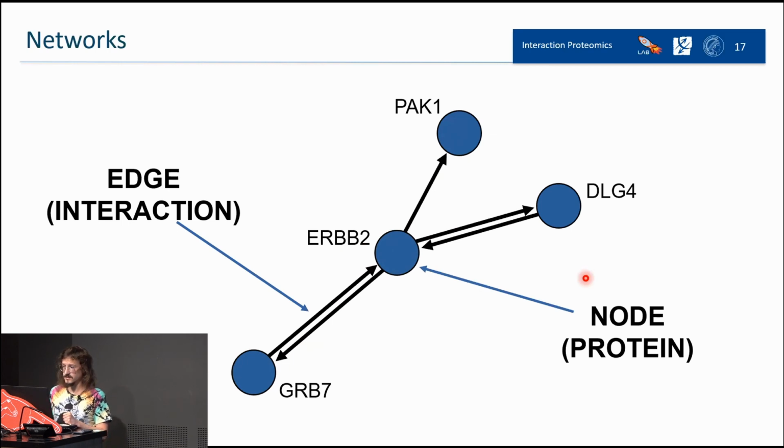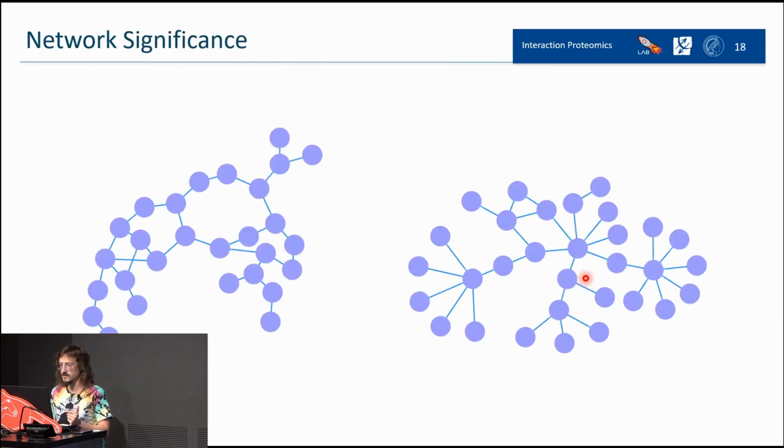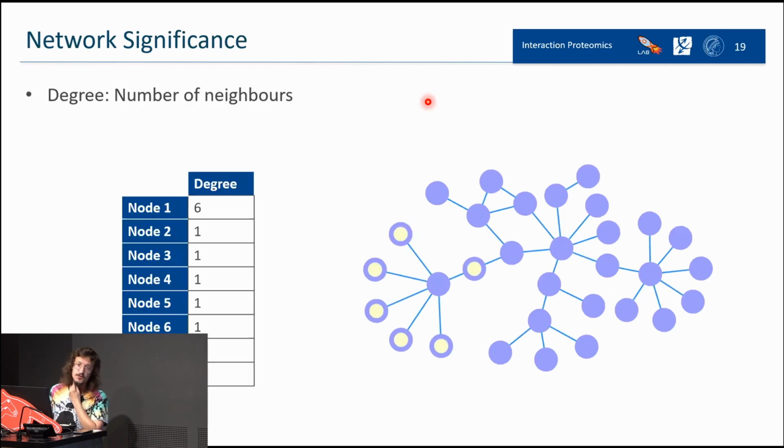But how can we say if a network is well done or not? Here we have two different types of networks. Looking at them, we cannot say much more, but usually when we are describing biological effects, there is a general rule that works very well for networks, and that is the network's degree: the number of neighbors that every node has.